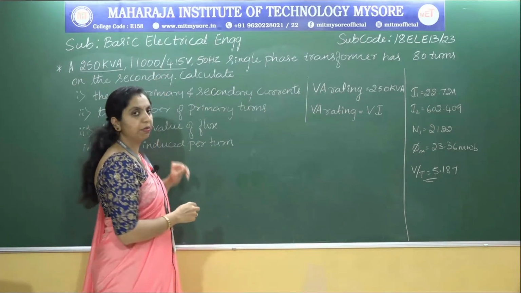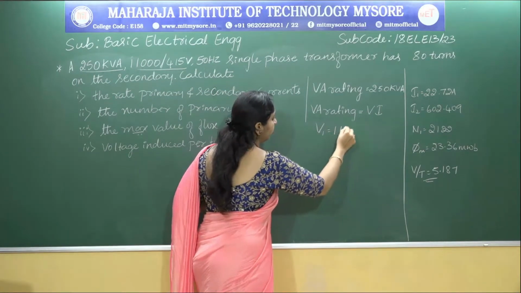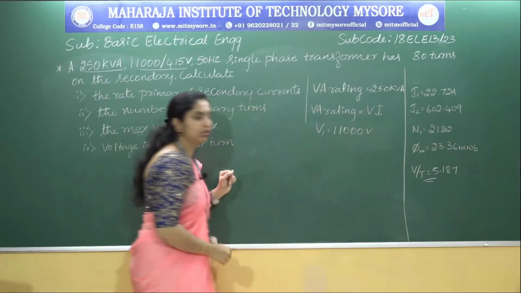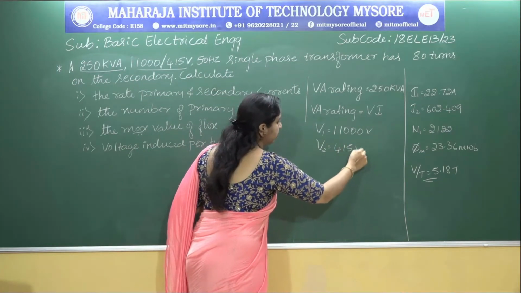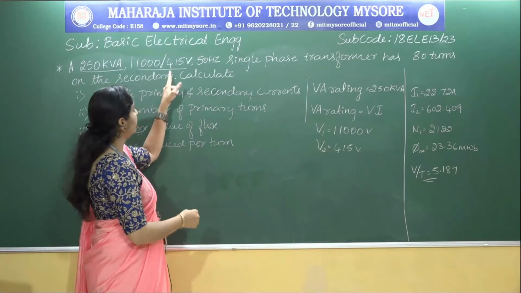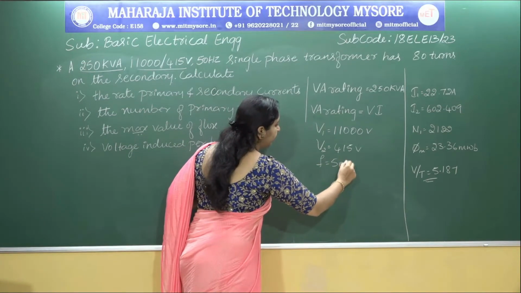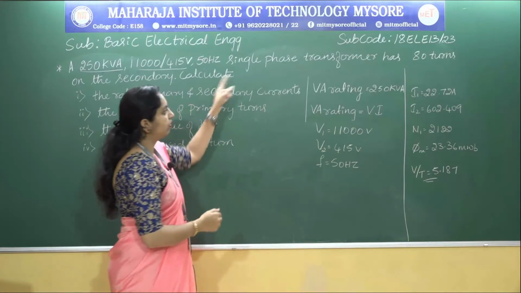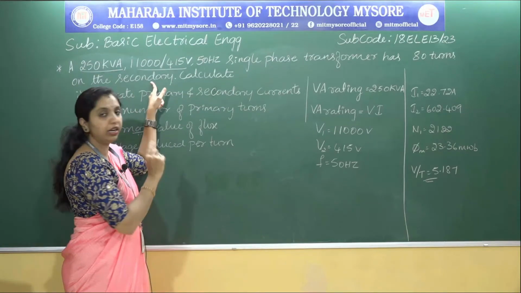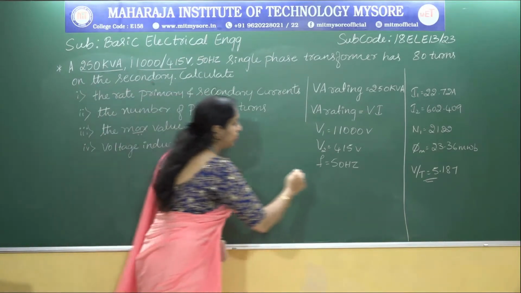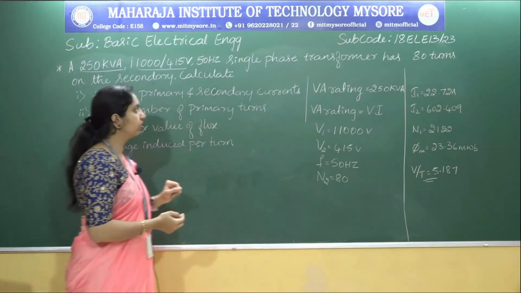Now the next values which they have provided are in terms of volts. V1 is equal to 11,000 and V2 is equal to 415 volts. Similarly, we have another value, which is frequency, F is equal to 50 Hertz. The single phase transformer has 80 turns on the secondary. On the secondary means this is the value of N2. N2 is equal to 80.